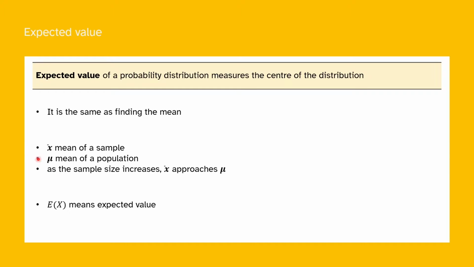Just keep in mind that X with the dash on top means mean of a sample, and this U looking symbol here means mean of a population. As the sample size increases, the mean becomes more and more accurate. Lastly, E(X) means expected value.